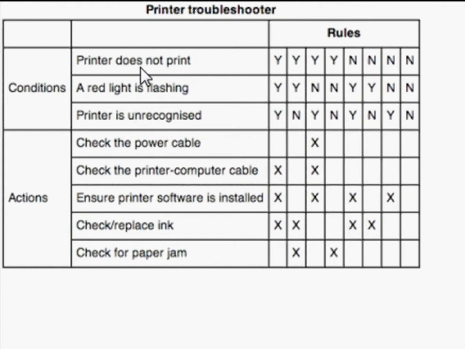Then if we go across again, so does the printer not print? Yes. Is the red light flashing? Yes. Is the printer unrecognized? No. Then these are the two possible solutions. Third one, does the printer not print? Yes. Is the red light flashing? No. Is the printer unrecognized? Yes. Then these are the three possible solutions. Now you just keep on going through the various different combinations of conditions and the various different actions which would be the solution to those particular conditions. So we can see that this isn't the type of analysis tool that's appropriate for this particular information system.